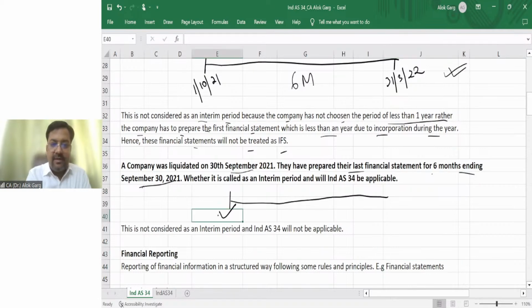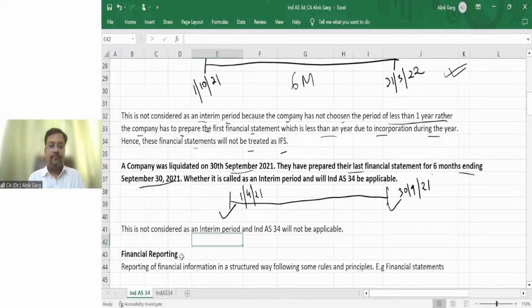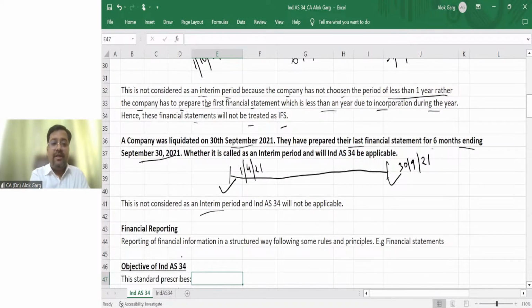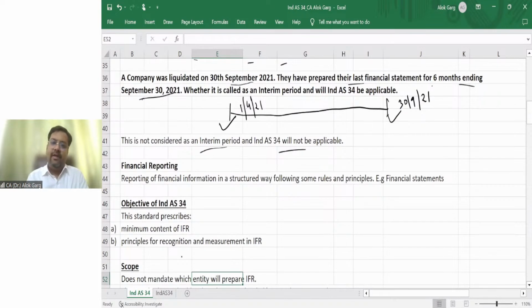So this is my 1st April 21 to 30th September 21. Okay. This is not considered as interim period and Ind AS 34 will not be applicable. Now, having understood interim period, what is meant by financial reporting? Reporting of financial information in a structured manner, following some rules and principles, right? For example, financial statement.